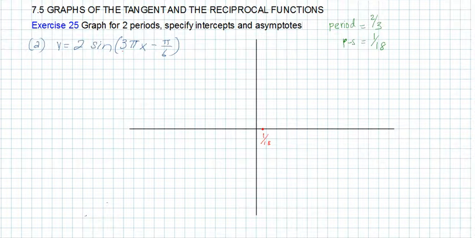Now I'm going to calculate my increments so I can draw my quarters. So my increments, I need to divide the period by 4. So 2 over 3 divided by 4 is the same thing as multiplying by 1 over 4. So that'll be 2 over 12. So the quarter is 2 over 12. Okay, so I'm going to be adding 2 over 12 starting at 1/18. So 1/18 plus 2/12 plus 2/12.